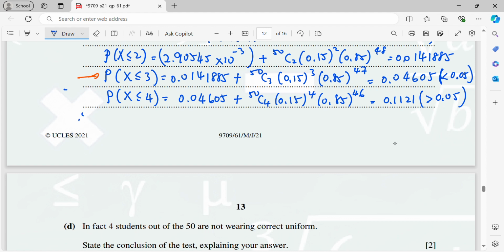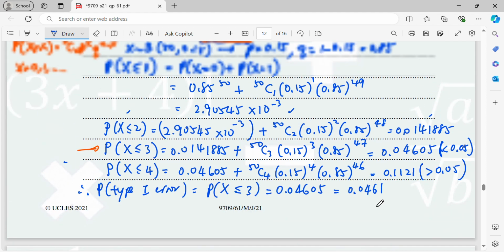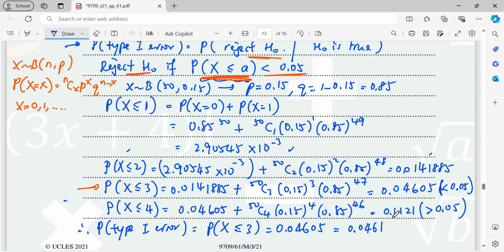That means now my probability of type 1 error will be the probability of X ≤ 3. That is 0.04605. And now I round up to 3 significant figures. That is going to be 0.0461. So that is how we solve the probability of making type 1 error.